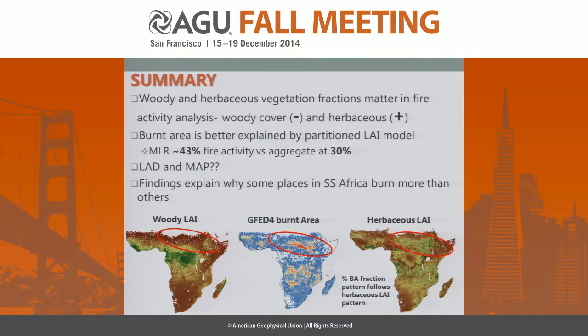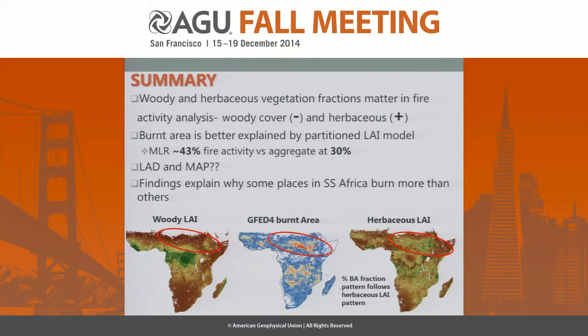Conclusion: I've taken you through our partitioning exercise where we are deriving woody cover components and herbaceous cover components from MODIS data. And we found that woody cover has a negative impact on fire activities in Sub-Saharan Africa, whereas the herbaceous layer has a positive impact on fire activities within Africa, although our models were weak in explaining fire radiative power for the runs that we did. And we also found that burnt area is better explained by the partitioned leaf area index model, where the multiple linear regression had a 43% explanation for what is happening with fire activities, compared to the aggregate that can only be explained at approximately 30%.